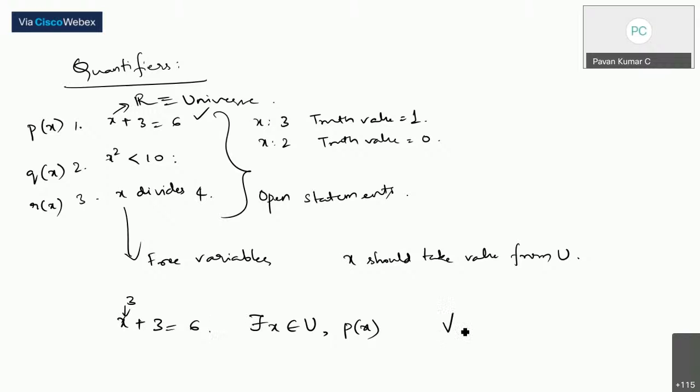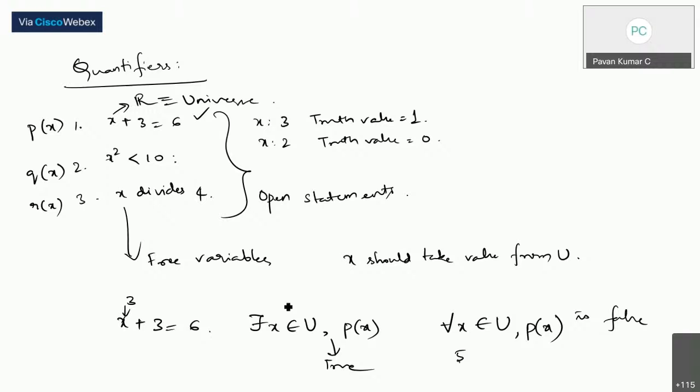That means for all will be represented by this: for all x that belongs to the universe, P of x is false. But this will be true because this will include the value 5. Now, if x takes the value 5 from the universe, then it will become a false statement.